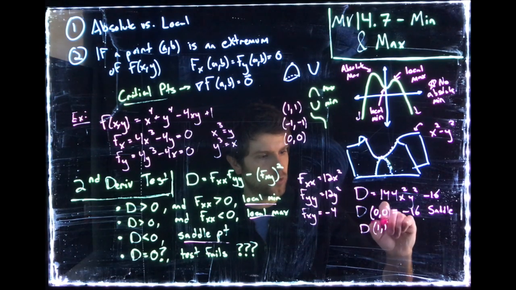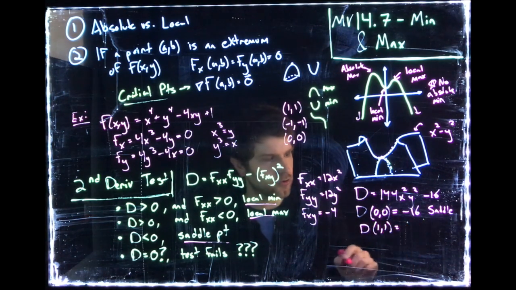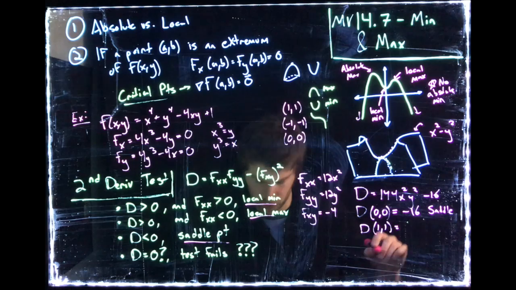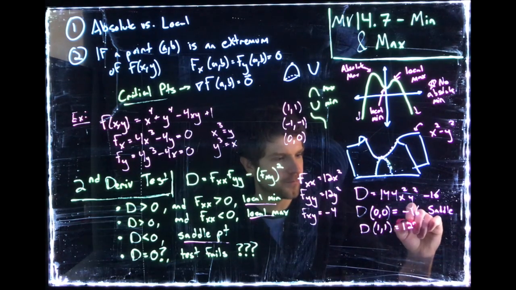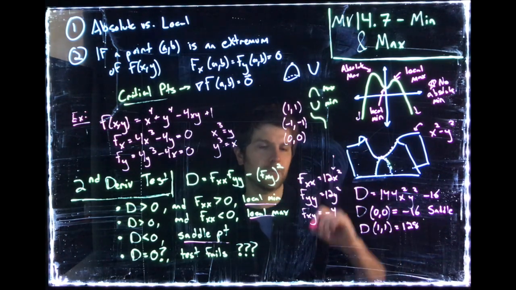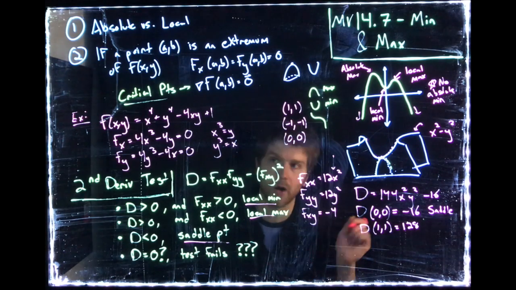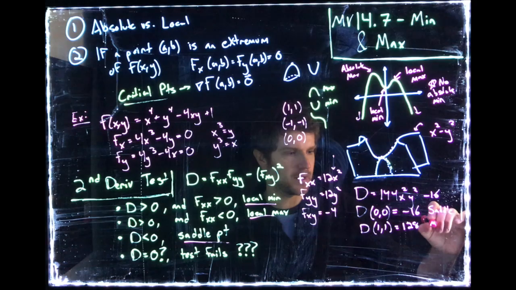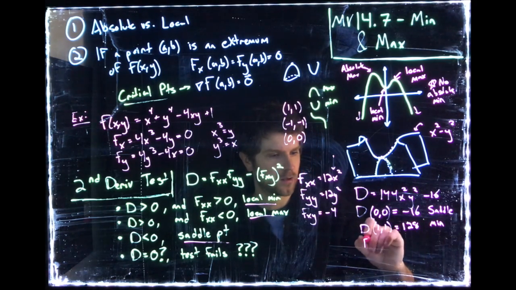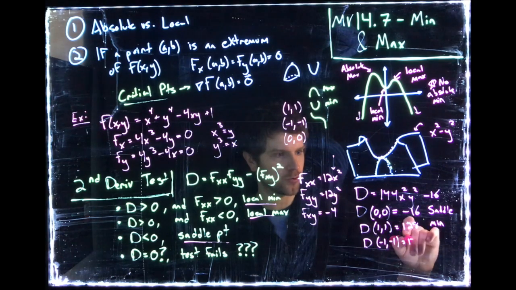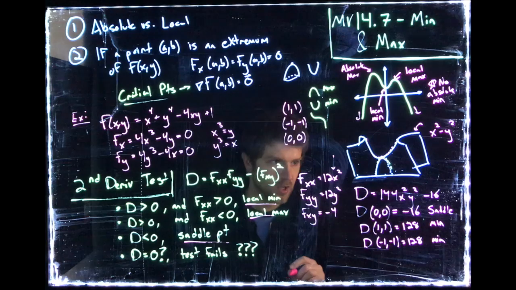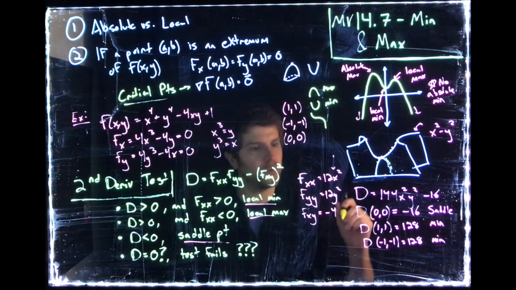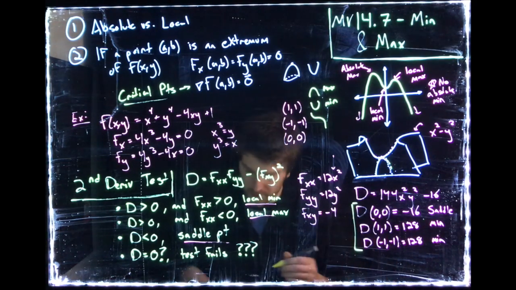If I plug in (1, 1), I get 144 minus 16, which is 128. And notice our second derivatives, fxx and fyy, are always positive, 12x squared, 12y squared. So this is a minimum. And similarly, (-1, -1) also gives me 128, and is also a minimum. So we have three critical points: a saddle point and two minima.